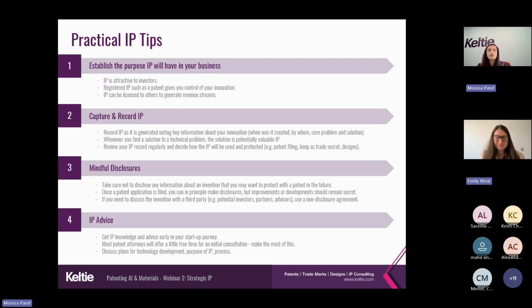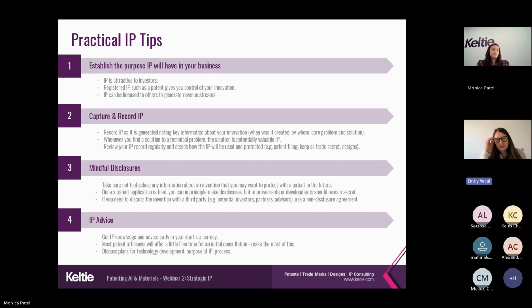Emily's going to pick up for some practical IP tips. So we're going to talk through a few tips particularly for early stage companies who might be just starting out on their journey and are probably therefore under certain cost constraints when it comes to IP.